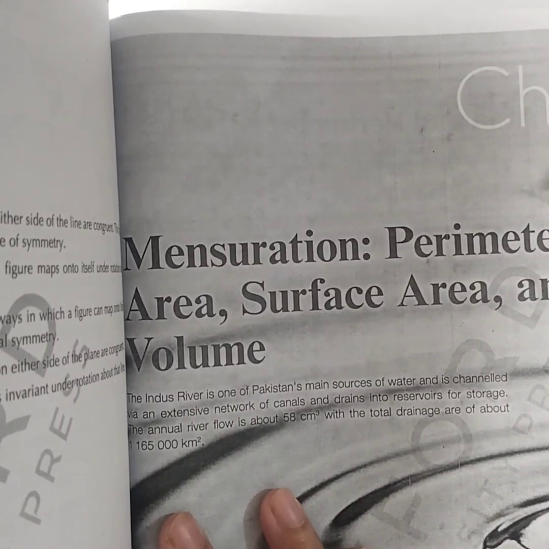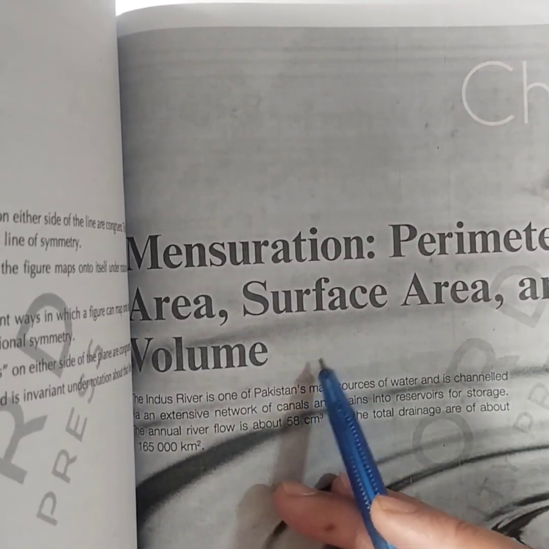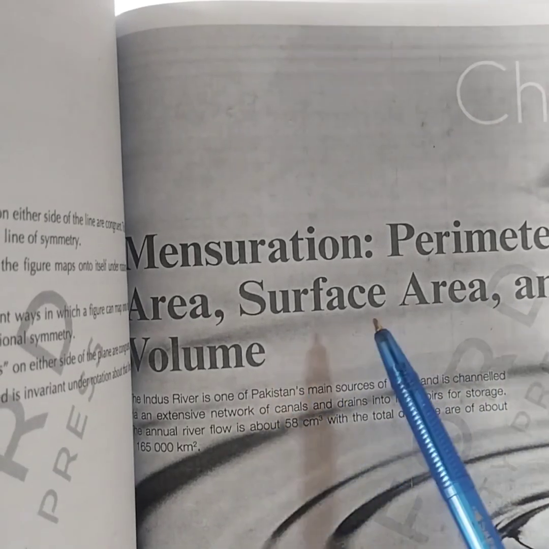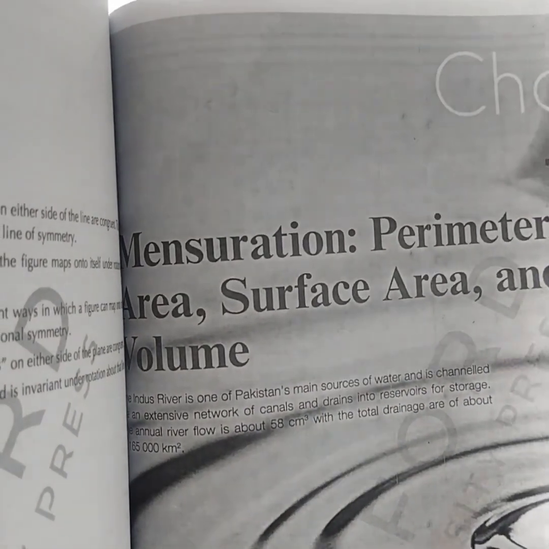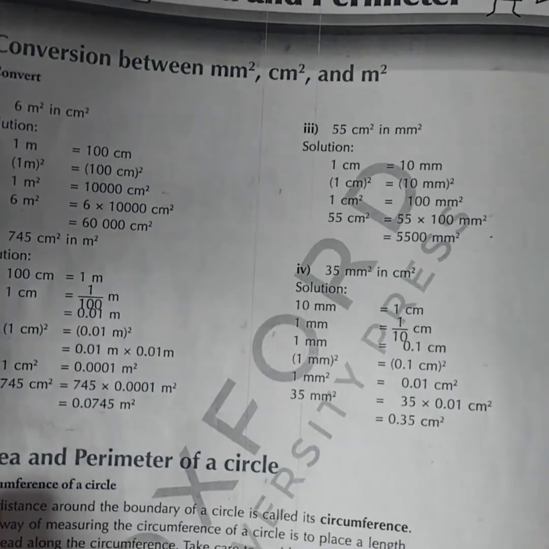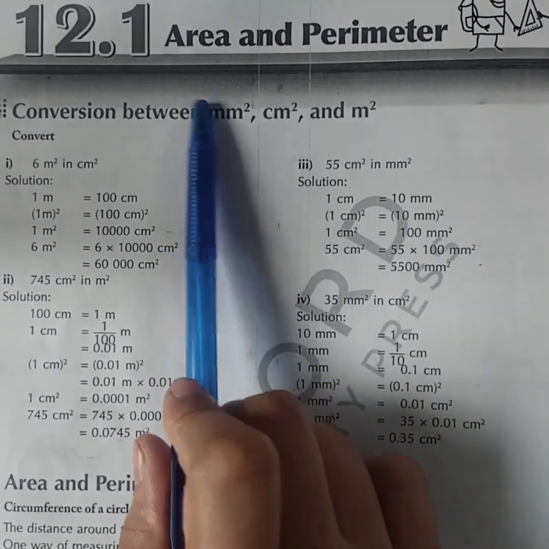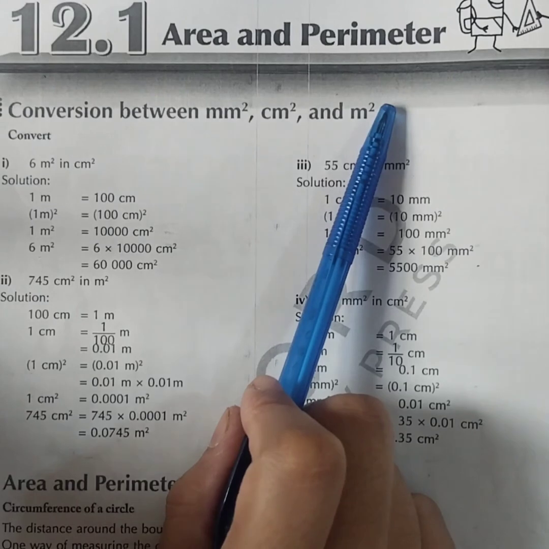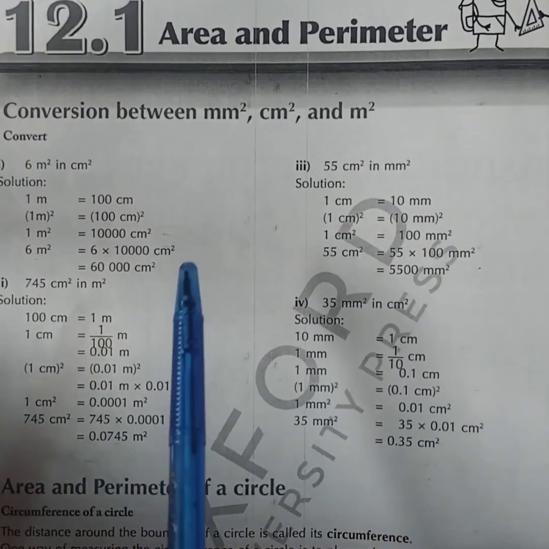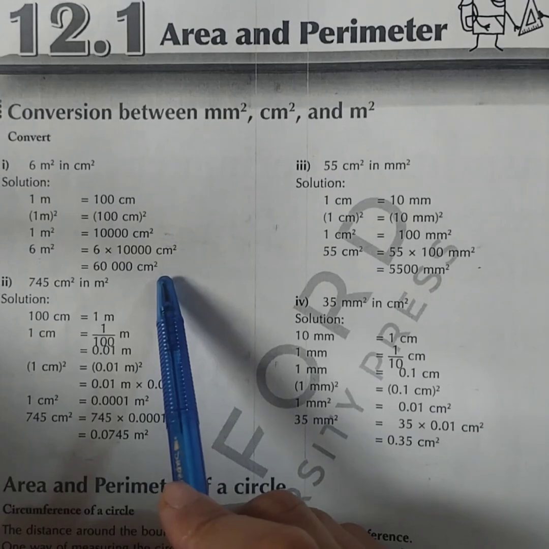This is mensuration. Mensuration means perimeter, area, surface area and volume. It all comes under the topic of mensuration. So let's start. This is your book D2 upgraded version, starting with area and perimeter. The things I am telling you or underlining here, you all have to note down in your introduction.